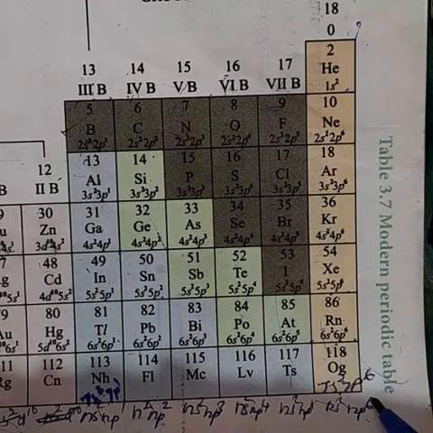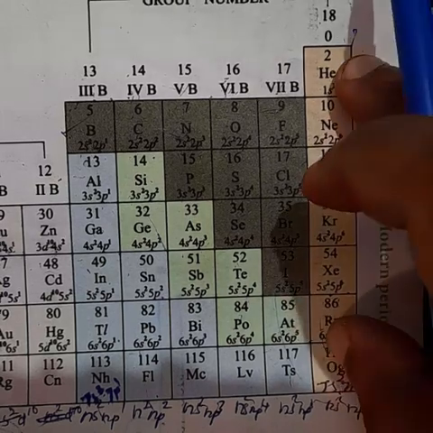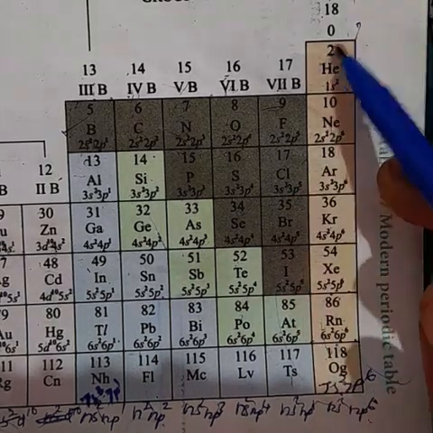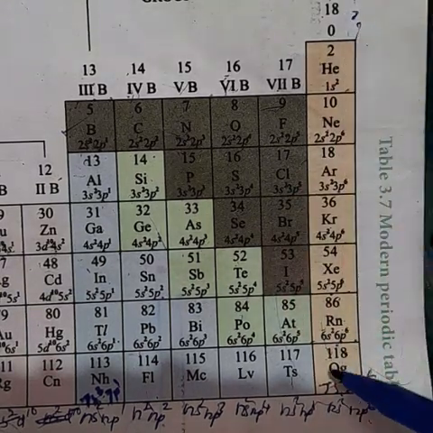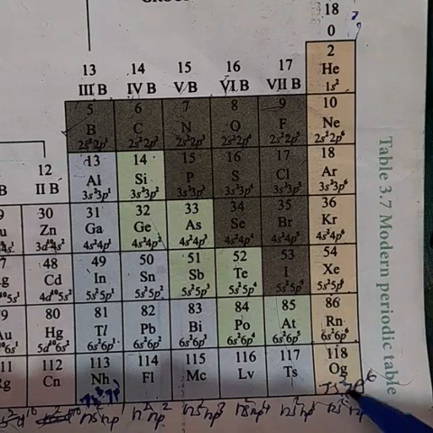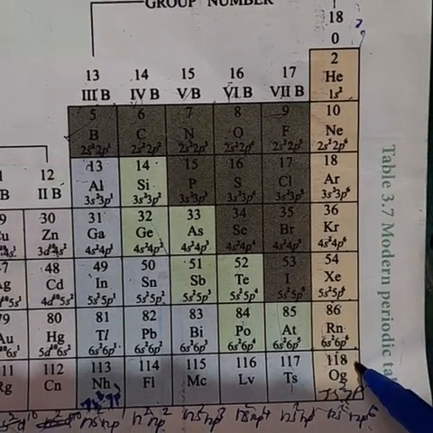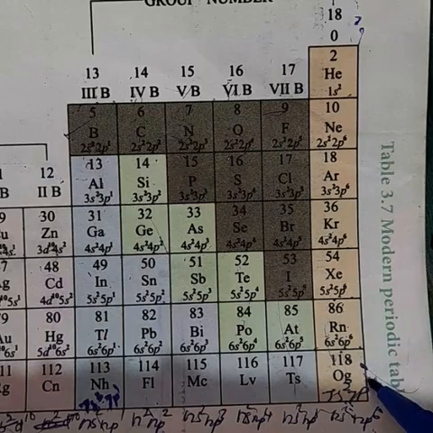This is the last element in the periodic table. The atomic number of the element is 118, which occupies the 7th period, the last period and the last group. Understood? These are about the noble gases.